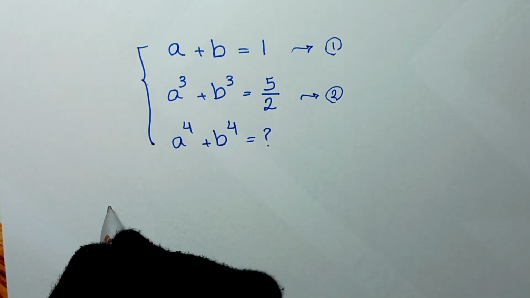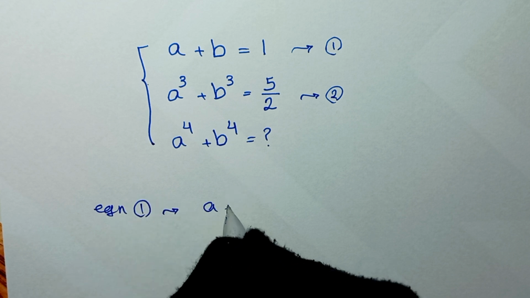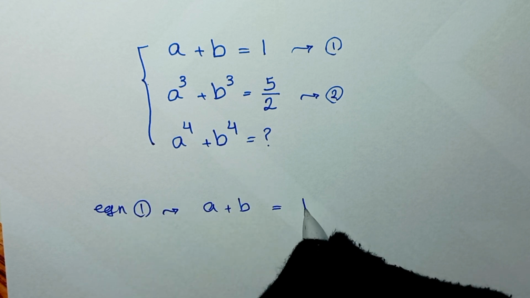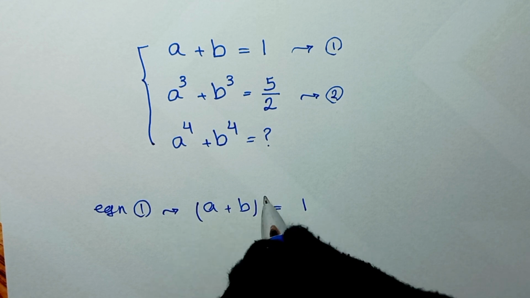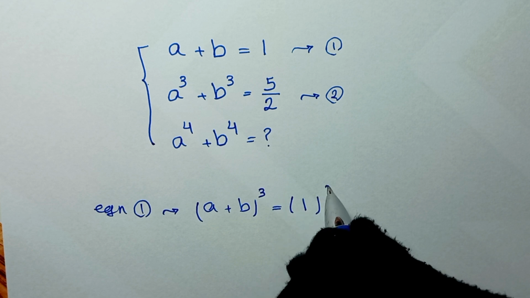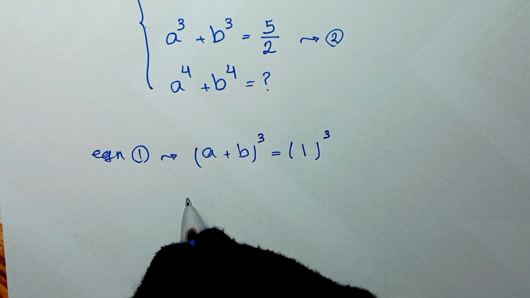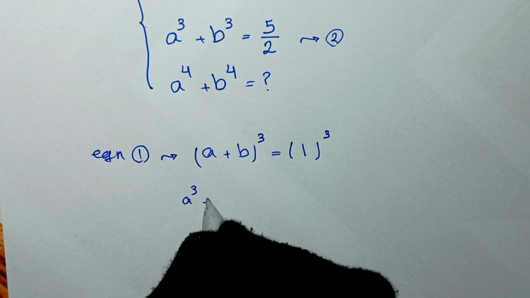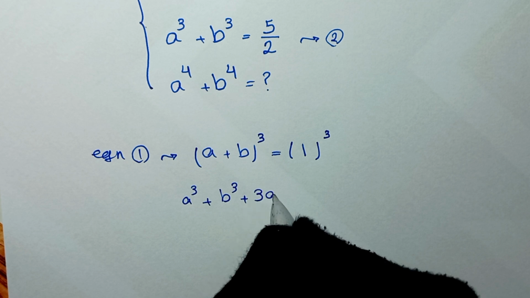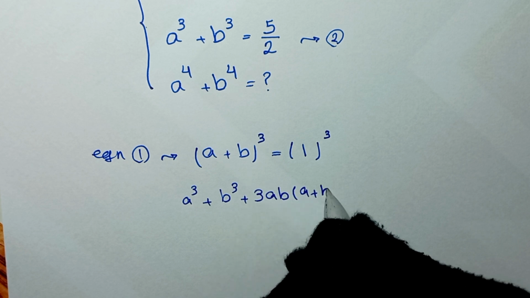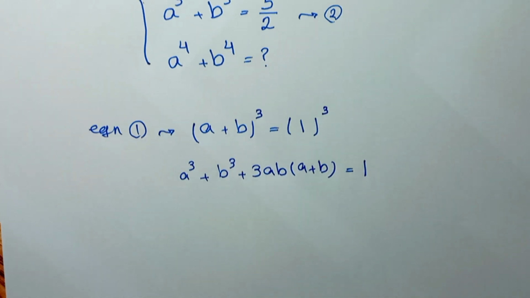From equation 1, we have a plus b is equal to 1. Here, we raise both sides of the equation to the power of 3. So (a plus b) to the power of 3 is equal to a cubed plus b cubed plus 3ab times (a plus b). And 1 to the power of 3 is 1, right?